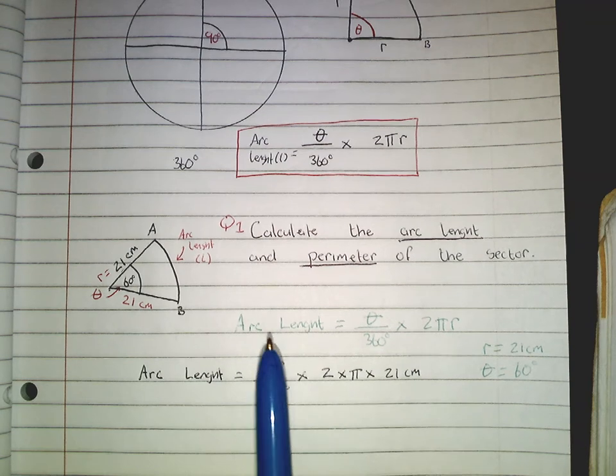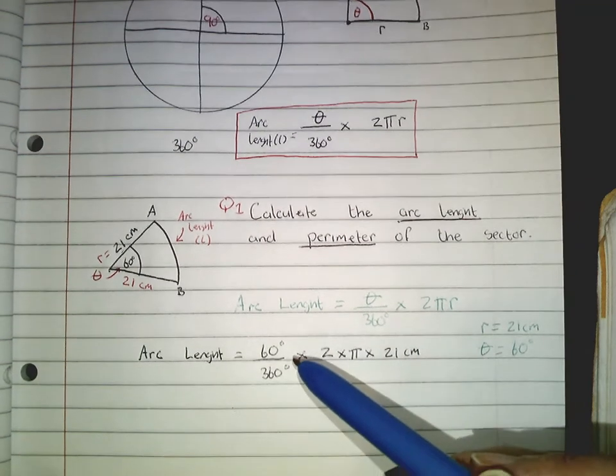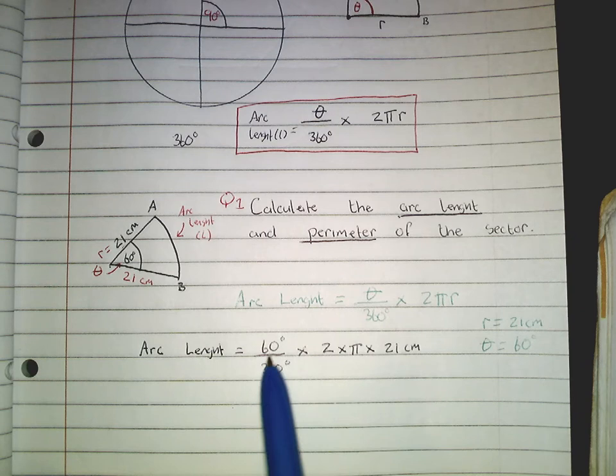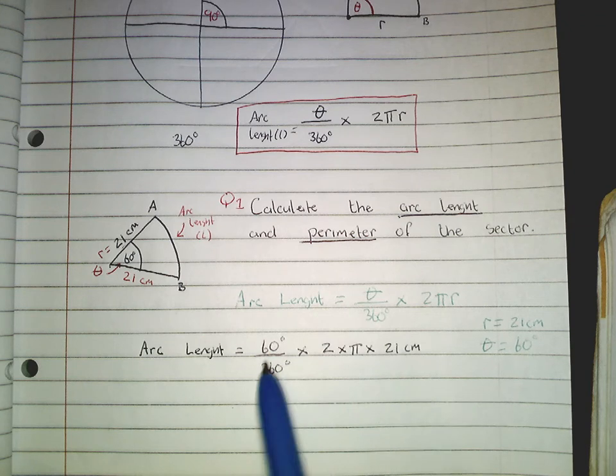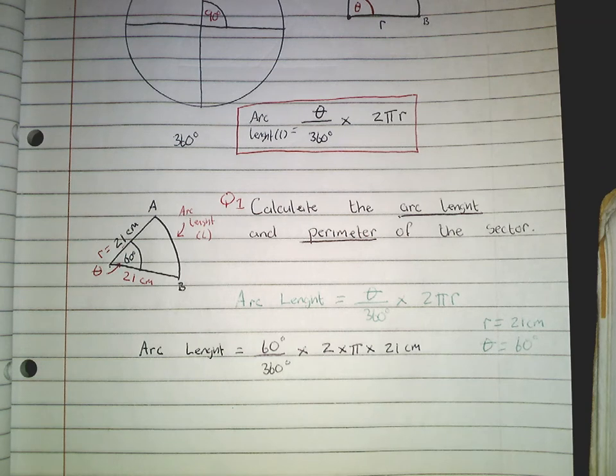Okay, so what we want to do then is multiply these out. The first thing I would do here is take this fraction, which is 60 over 360, and turn it into a decimal. So basically you take 60 and divide it by 360 on your calculator. Then you can put the rest into the calculator and work out what it is.